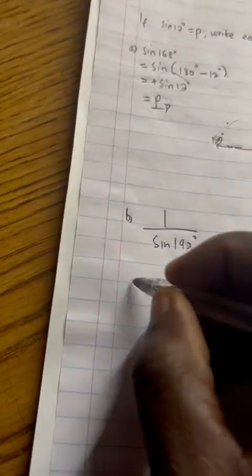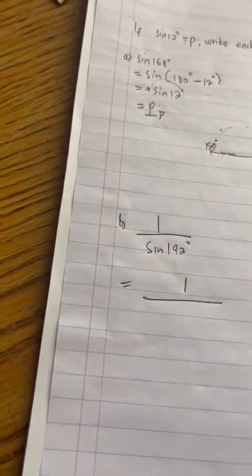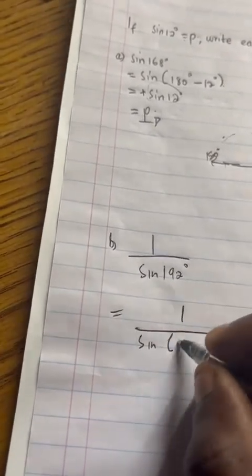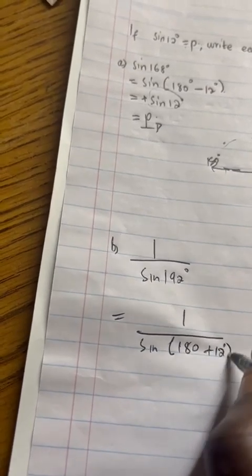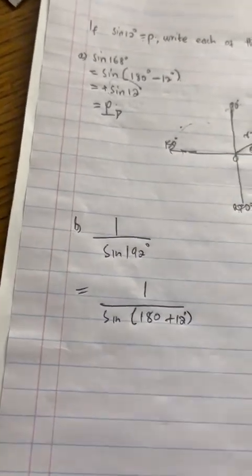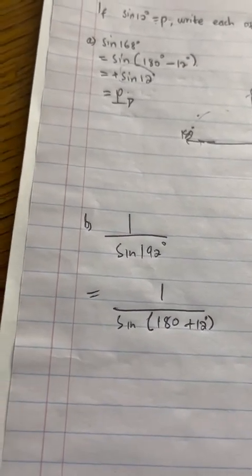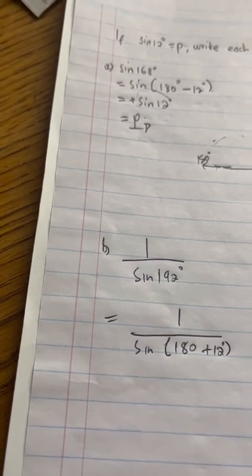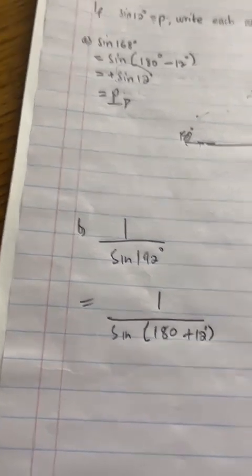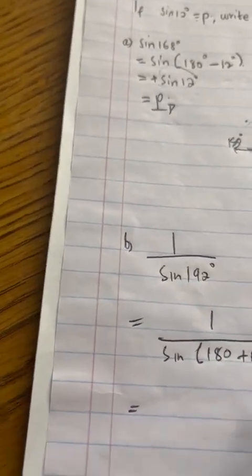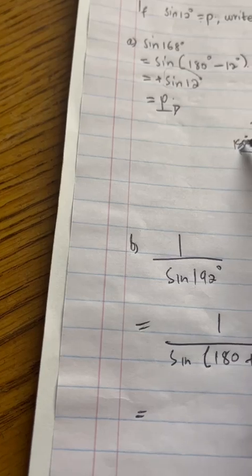And the second one says 1 over sine 192 degrees. So this one, we also use the reduction formula. So it's going to be sine of 180 plus 12 to give us 192. So I hope this one is clear and you can see everything going on here. As long as you have all your parameters x, y, and r, you won't be having a problem solving here. Okay, so 180 plus 12 degrees.